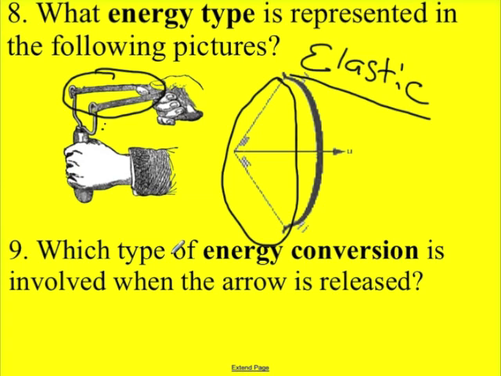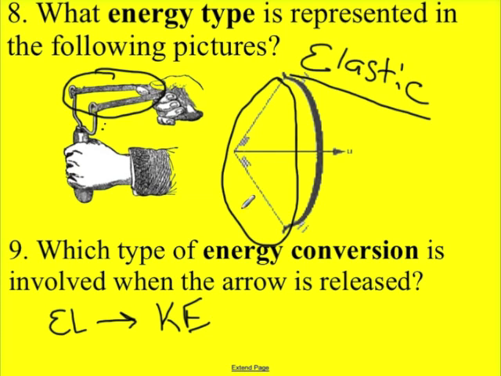And number 9, which type of energy conversion is involved when the arrow is released? So once that arrow is being released, what's happening? Well, you've got your elastic energy, let's call it EL. It's being converted to what? Is it being converted to GE? Well, you could make an argument for that, but that's probably not the best answer. So if you said KE, you're correct.